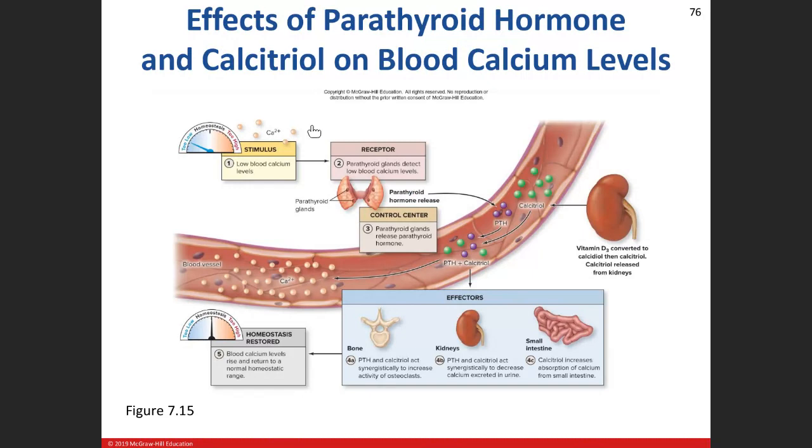All right, so this goes back to chapter 1, that control, those homeostasis systems. I just talked about that with one of my other sections today. Here's our stimulus, low blood calcium levels. We go to the parathyroid gland, which sits on the back side of the thyroid gland, and you have these receptors there, and they detect that there's low blood calcium levels.